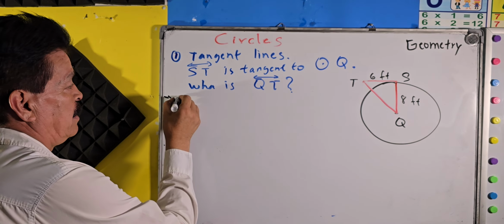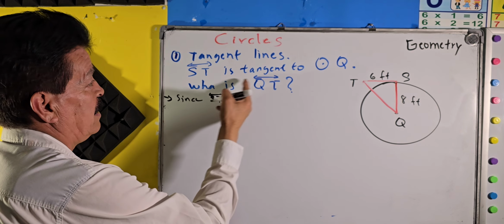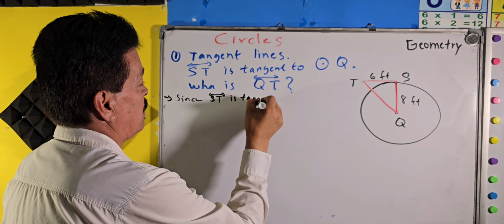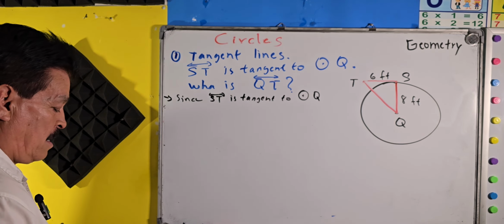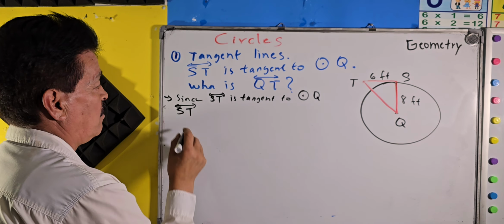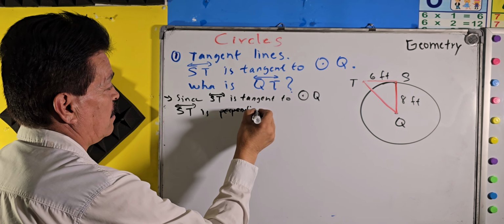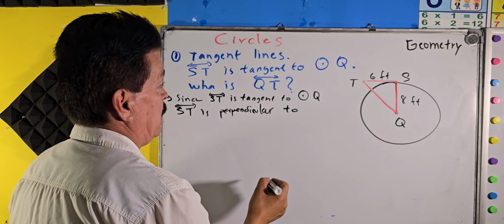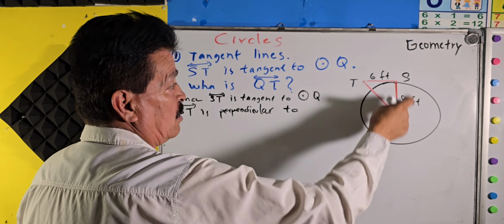The first step: ST is tangent to circle Q. That's our first data. Also, ST is perpendicular to this one, QS.